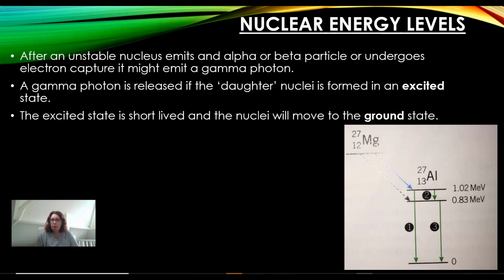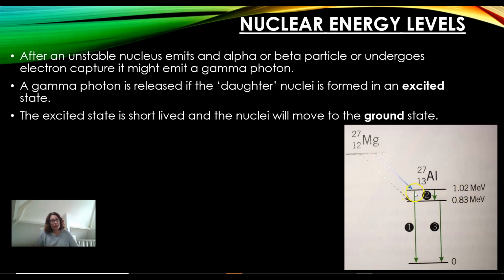Just move me out of the way. So this magnesium has become this aluminium. It's in an excited state here. So it could give out a gamma photon here and jump all the way down to its ground state, or it could give out two, one here and one here. And the one with the most energy is the biggest jump. So this is the biggest gamma ray photon.